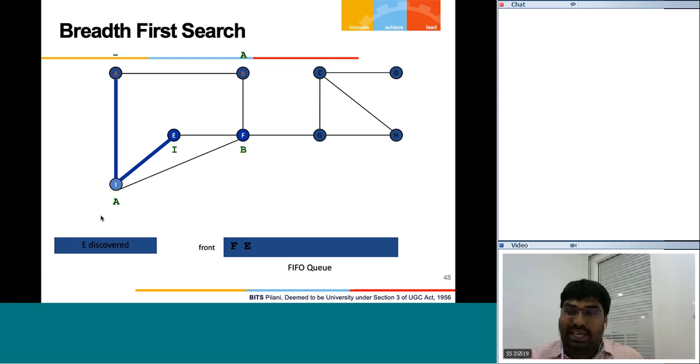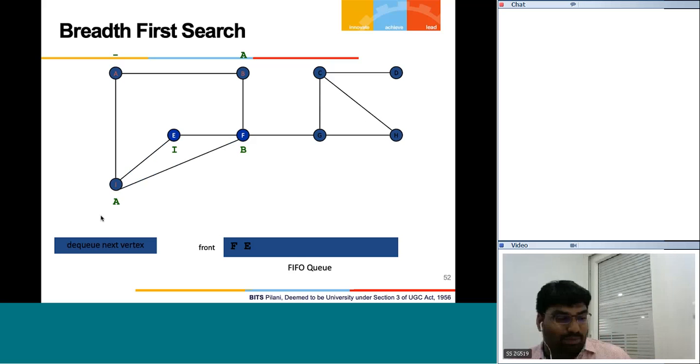Okay. So now what is the next element that I'm going to dequeue? It will be F. Once I have decided to dequeue F, I have to find its adjacents. What are its adjacents? B and G. I'll not use B because B is already visited, so I will be enqueuing only G. Right? Okay, got it.